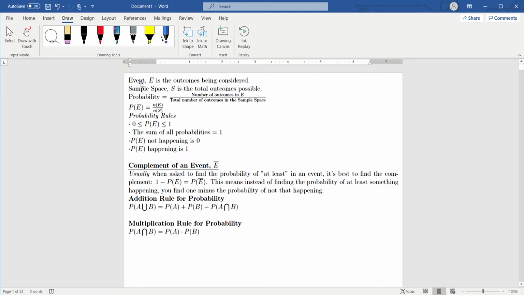Now you have this thing called events. An event is just when you're doing something: draw one card, roll a single die. Those are events. And you have this thing called a sample space, which is the capital letter S, which is your total possible outcomes. The probability of something, a basic probability, is equal to the number of outcomes in the event divided by the total number of outcomes in the sample space.